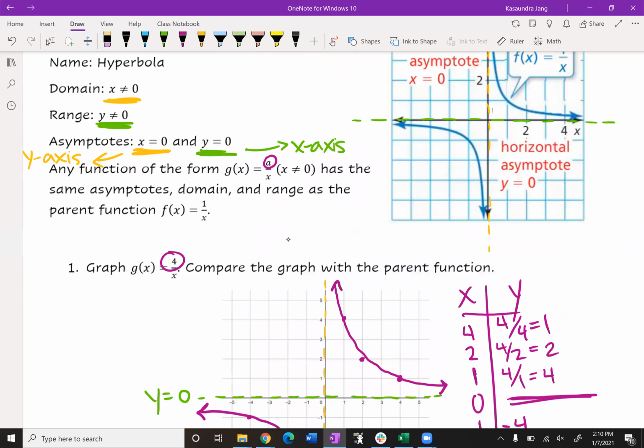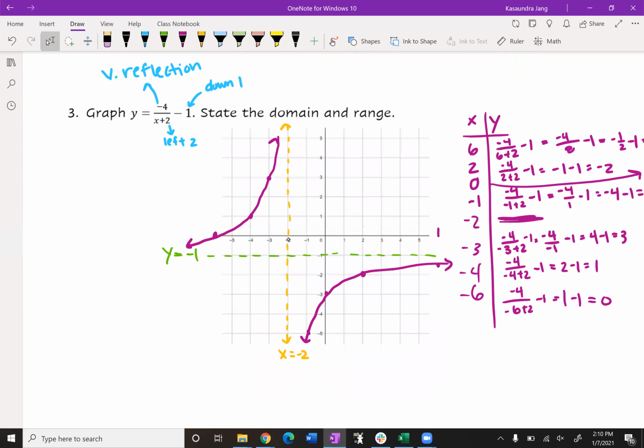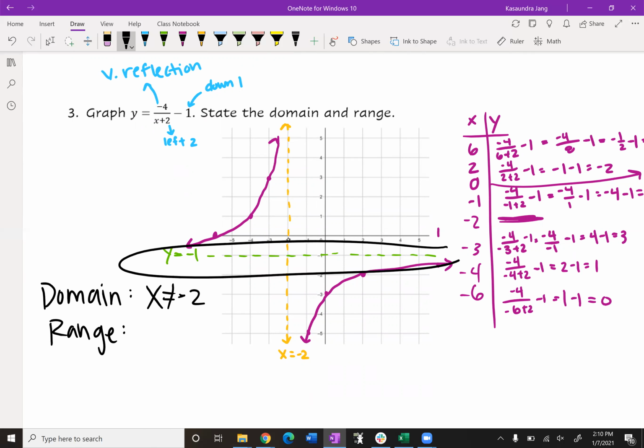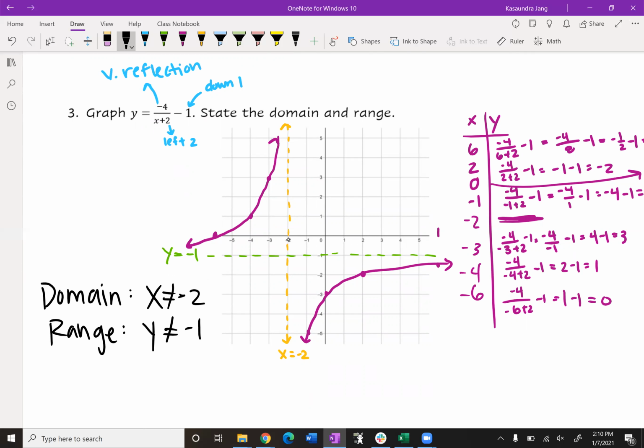Let's see, where is the asymptote on number 3? This asymptote on number 3 is at a -2 x value. So for my domain, it's going to be everything except for, my x cannot equal -2. The range, as far as my y values go, it's hitting every y value except for where the horizontal asymptote is. That was at -1. So my y does not equal -1 for my range. Any questions on this?